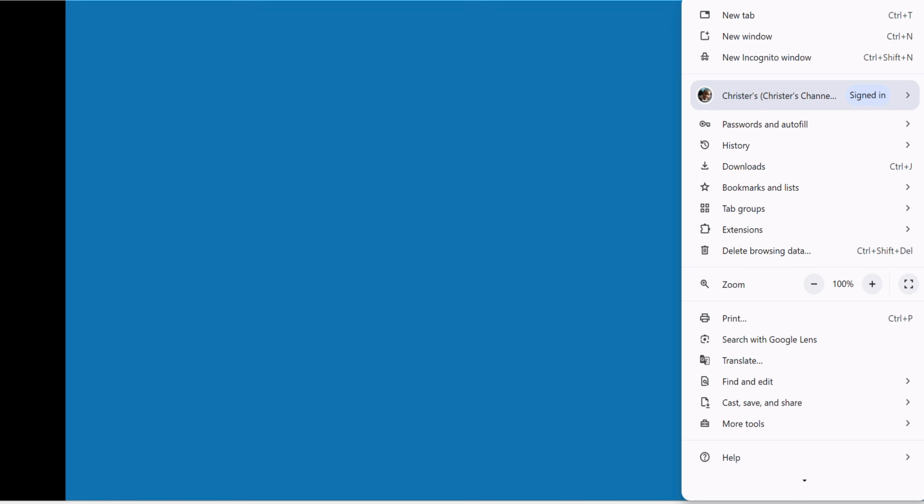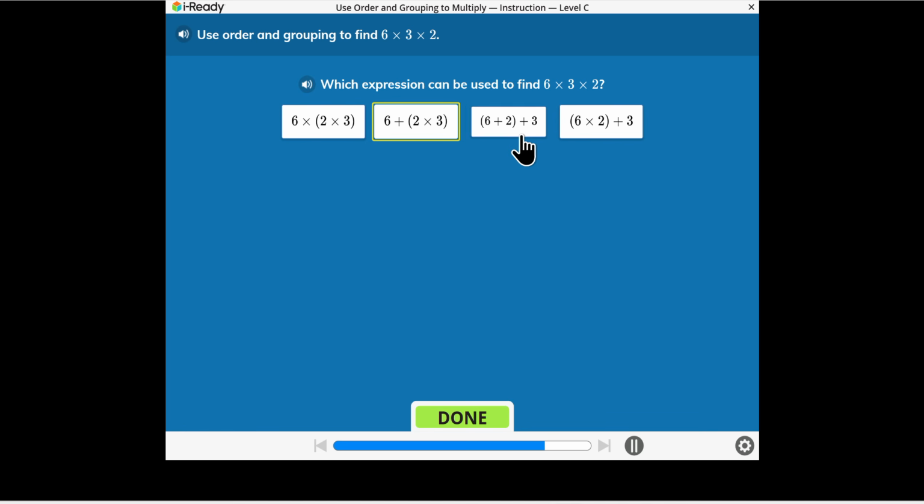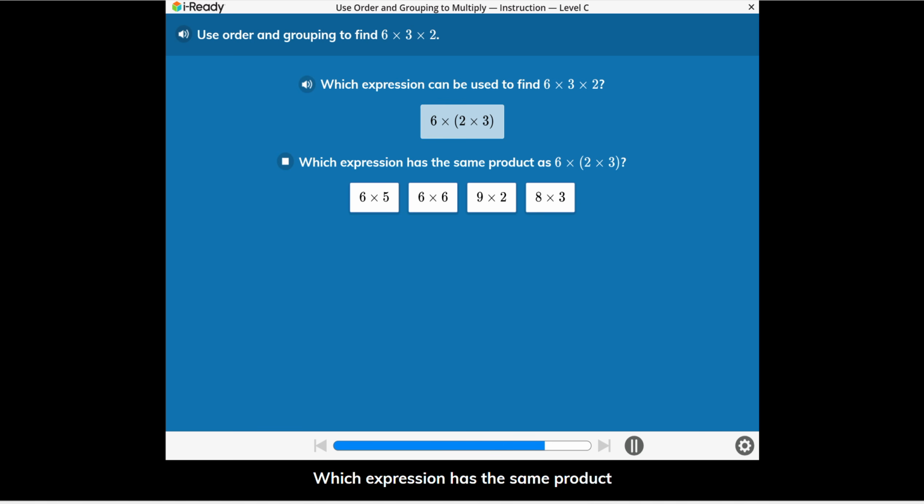Use order and grouping to find 6 times 3 times 2. Which expression can be used to find 6 times 3 times 2? Yes! Which expression has the same product as 6 times 2 times 3?